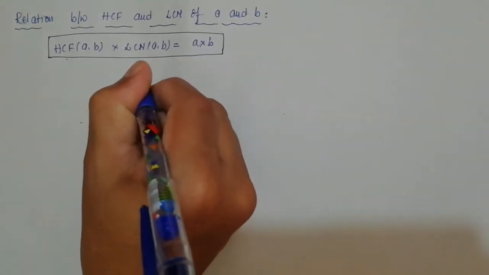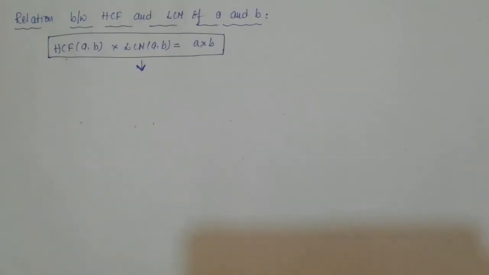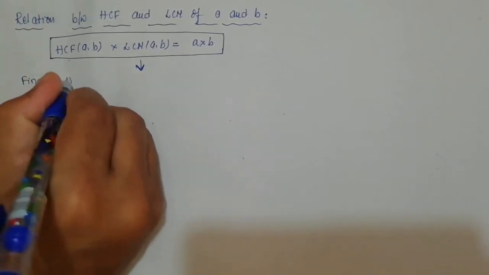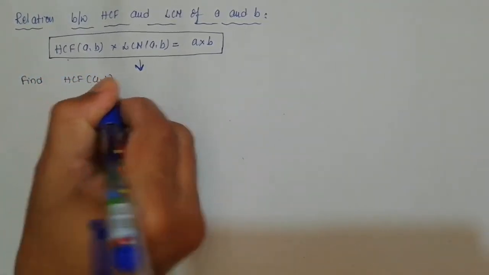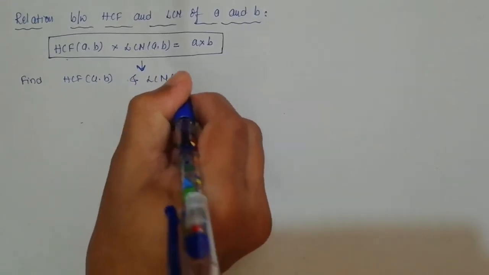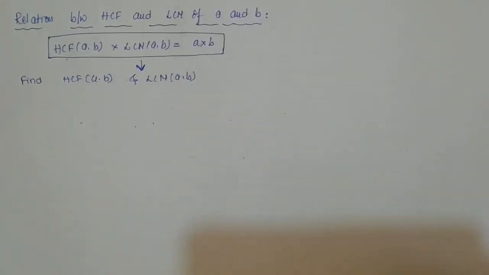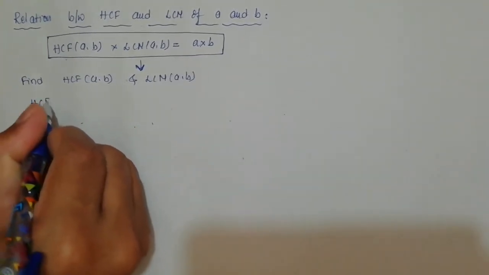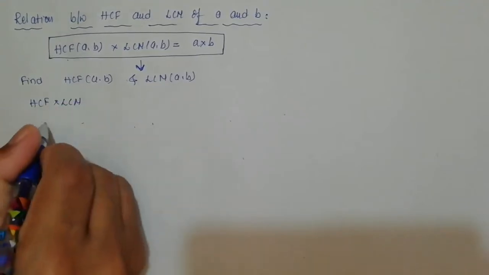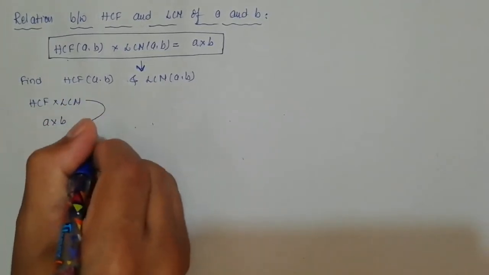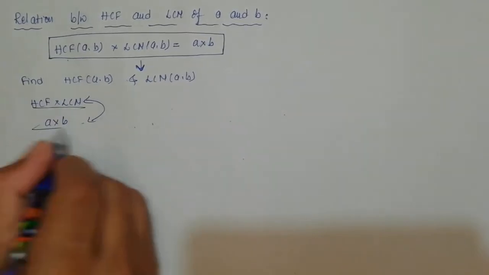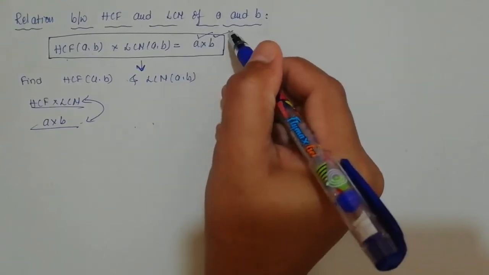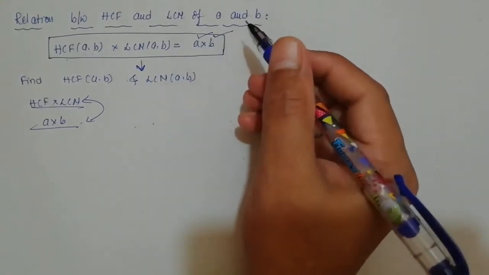If he wants to ask problems on this concept, he may ask like this: find the HCF of A comma B and the LCM of A comma B, and also verify the relationship between HCF and LCM. Then you need to show like this: take the product of HCF and LCM, and after that calculate A into B also. These answers should be equal. Then the relation is verified. So the relation is always true for any numbers A and B. Remember this one.